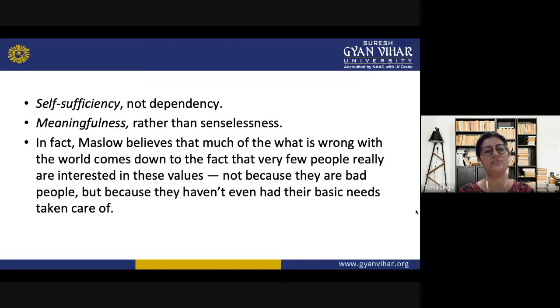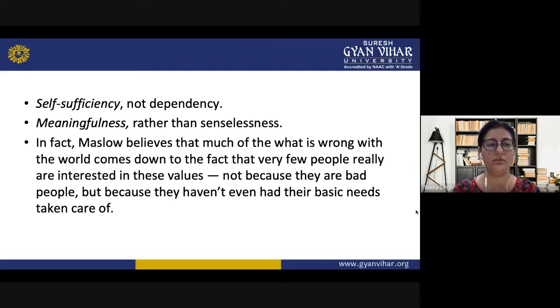They have a feeling of self sufficiency, not dependency on anything. They have meaningfulness rather than senselessness. So, in fact, Maslow believes that much of what is wrong with the world comes down to the fact that very few people really are interested in these values, because this society does not leave any person who can follow all these characteristics, not because they are bad people, but because they haven't even had their basic needs taken care of. So we are human beings, we can make mistakes also.